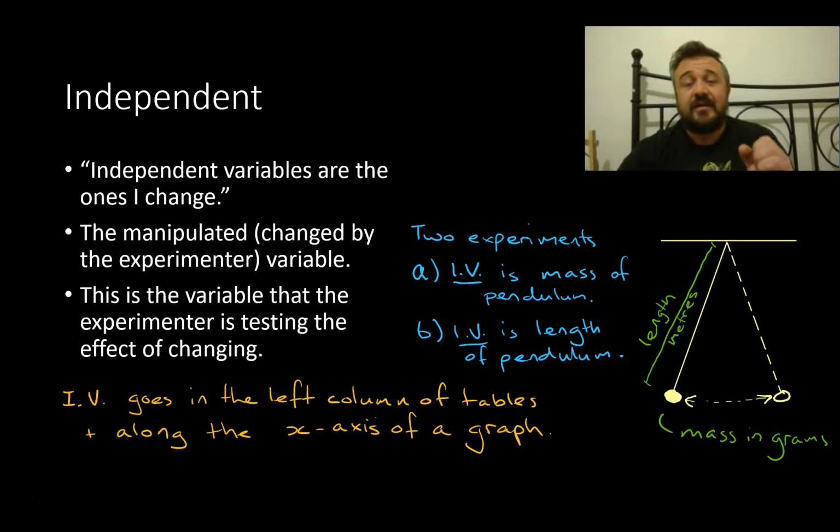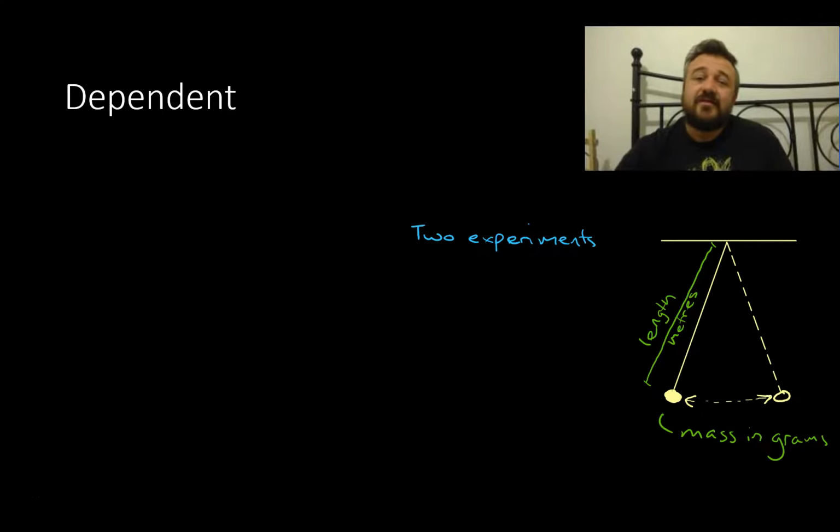Now, this is important. When we collect our data, we'll put it in a table, most likely. The independent variable goes on the left-hand column. And when we graph that data, because we're scientists and we like to make graphs, we graph it along the x-axis of the graph. So independent variables go in the left column of the table and on the x-axis of the graph. So again, we've got our two experiments, right?